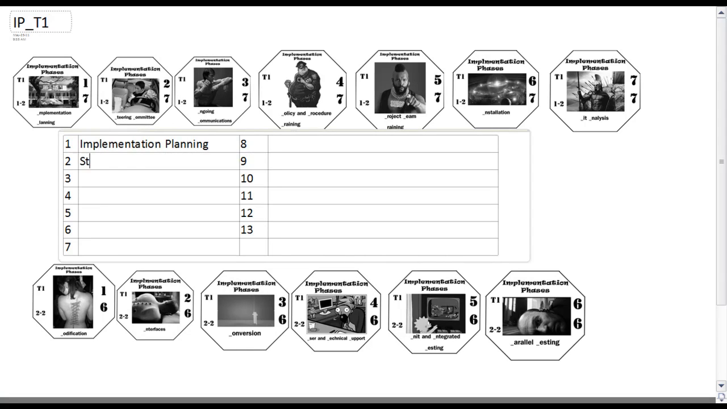Now we repeat the process for implementation planning. Now that you understand what is involved, I'll be quiet while the music plays.